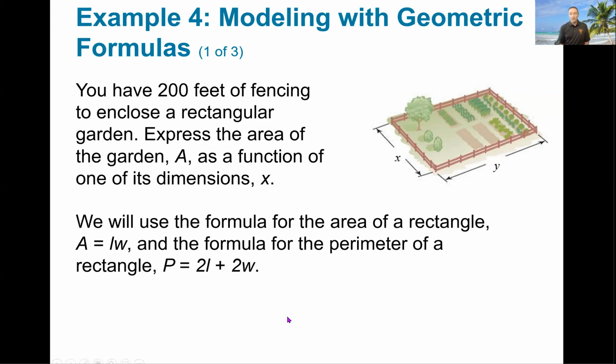It says you have 200 feet of fencing to enclose a rectangular garden. Express the area of the garden A as a function of one of its dimensions x. Okay, no problem. Instantly I say, well, it's going to be a rectangle, so it's going to have two sides that I call the length and two sides that I call the width. I'm wanting to put this function into terms of x, so for now, I'll call the width x and the length y.